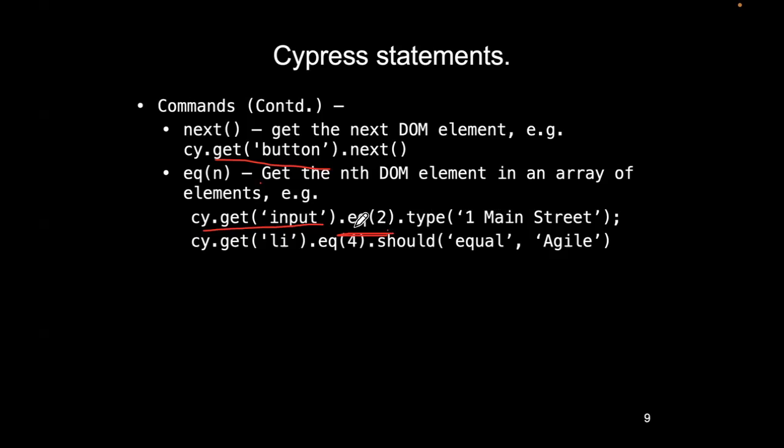You only use it when you chain it on to something that precedes it, which doesn't have to be get, but it typically is. Here's another example. I want to get all the LI elements currently on the page, and I want to pick out the fifth one. And I'm making an assertion here in this case. I'm asserting that the text within that fifth LI element is this text here.